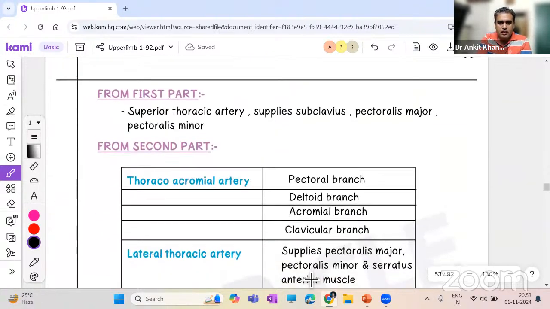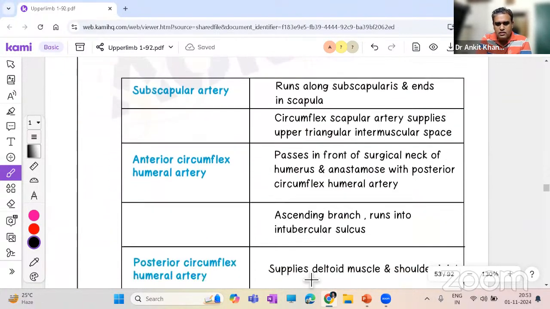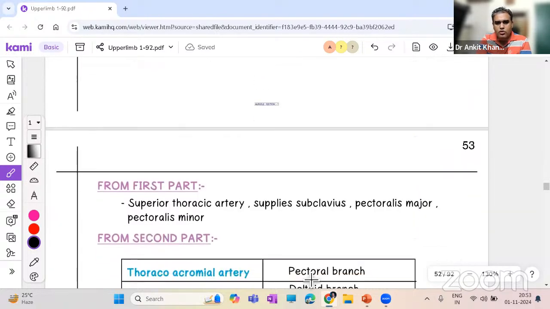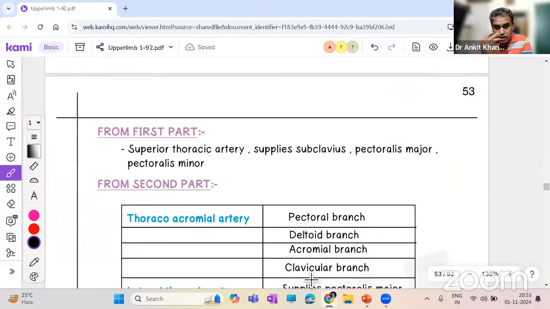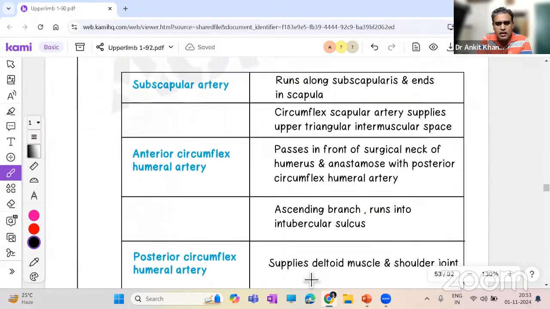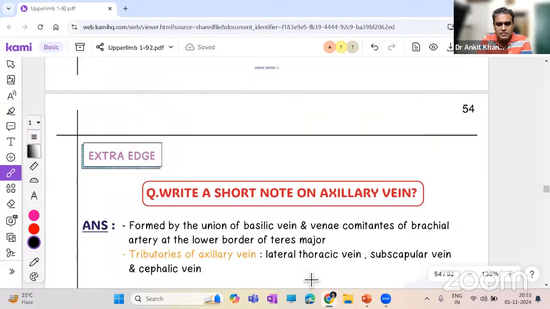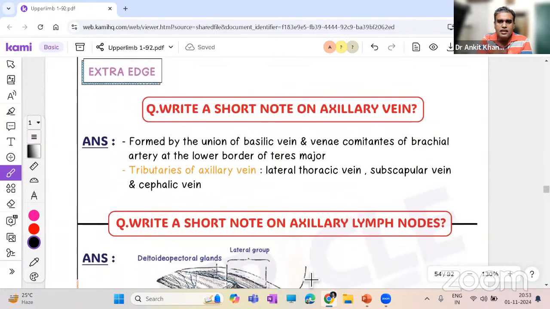So the names of the branches, this is all we have discussed. This is how you should answer in your theory. In a tabular form, it looks nice. And then a short note on the axillary vein.